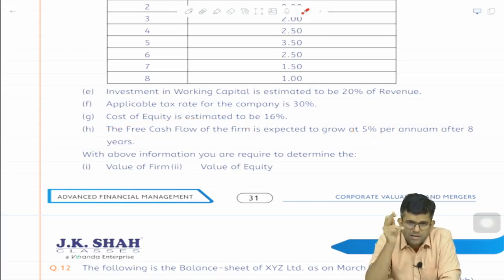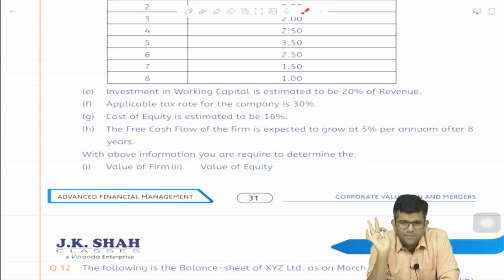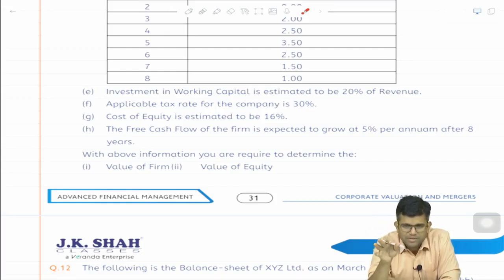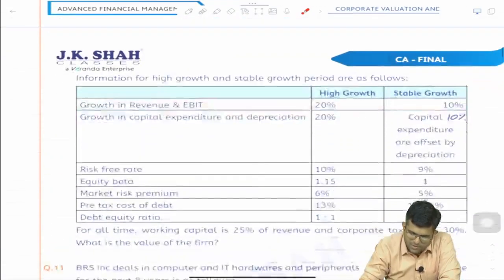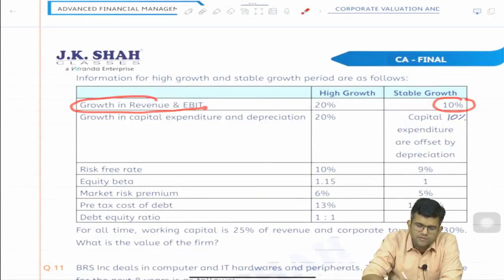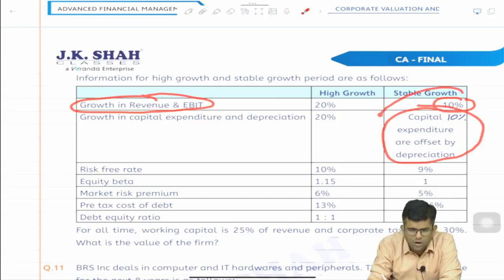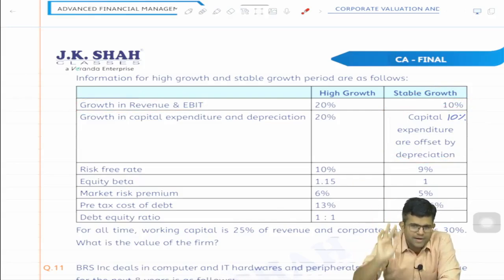Which means whatever FCFF you get in year 8, that will grow at 5%. I hope you are able to understand. It is now not about at what rate sales will grow or at what rate EBIT will grow, because in the earlier questions those rates were given. If you see question number 10, the stable growth was not of FCFF. The stable growth was of revenues and EBIT. Everybody clear? In that, the capital expenditure getting offset and all this had to be taken into consideration to find that 5th year cash flow first and then grow it at the rate 10%.